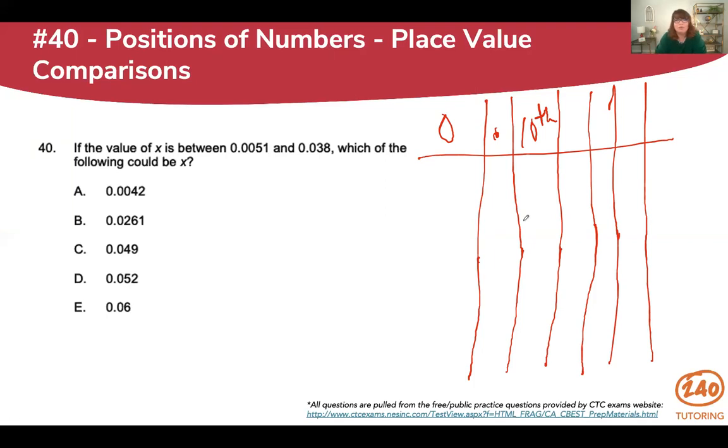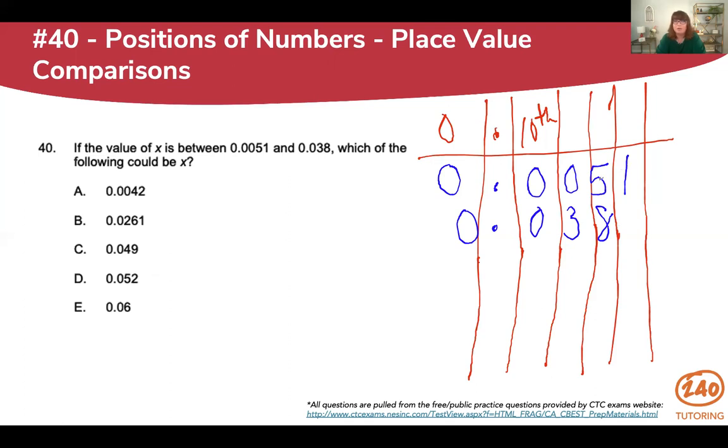And I'm going to plug in these first two numbers. So the first one I have is 0.0051. Then I'm going to plug in that second number. I'm going to put in the decimal, and I have a 0 in front, and then behind it I have 038. Now at first glance, it might look like that 51 is the larger of the two numbers.